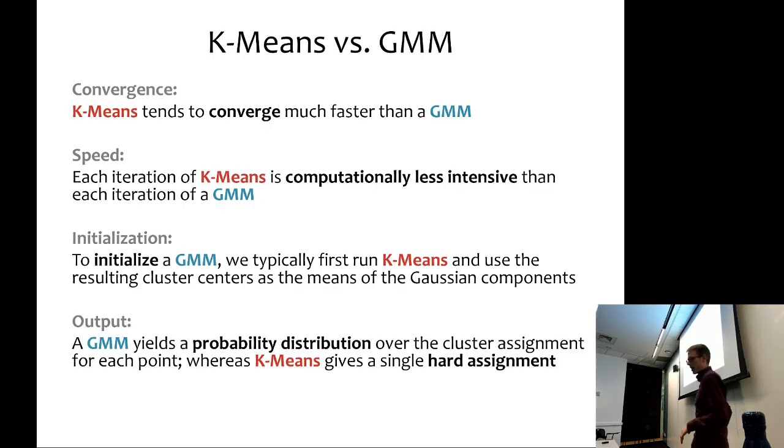So k-means tends to converge a lot faster than a Gaussian mixture model, as we saw. And each iteration of k-means is computationally less intensive. But the Gaussian mixture model is actually giving us a probability distribution over the cluster assignments, whereas k-means is not.